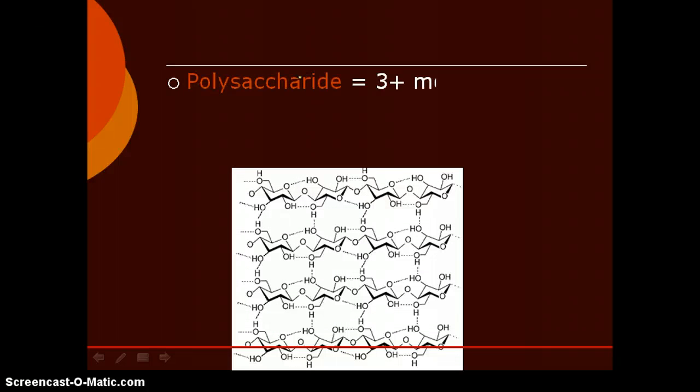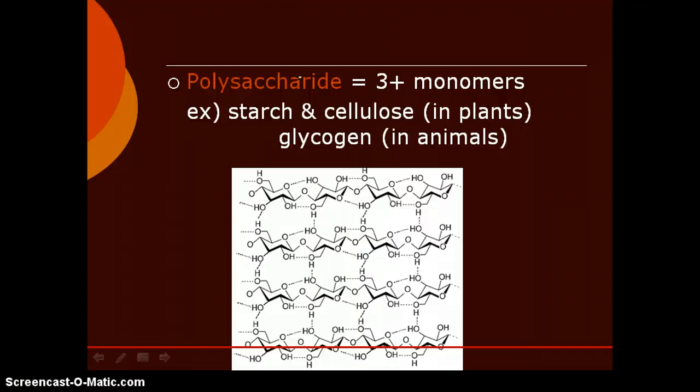Okay, to go a little more complex, we have polysaccharides, and those are 3 or more monomers that are put together. Examples of those are starch and cellulose in plants and glycogen in animals. So this is how plants and animals store extra sugar.